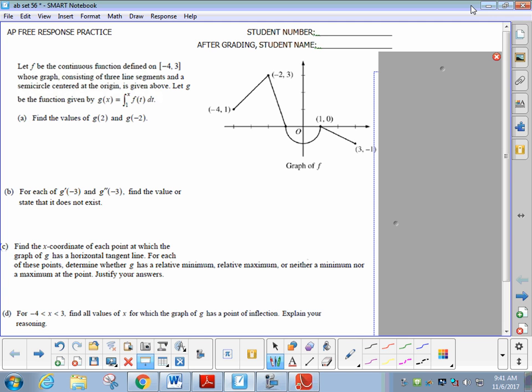That first question, G of 2. Where did I put that pen? G of 2, what'd you get? Negative 1/4 or 1/4? Negative 1/4.